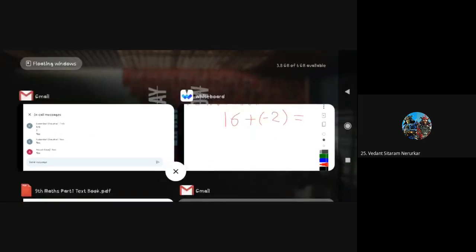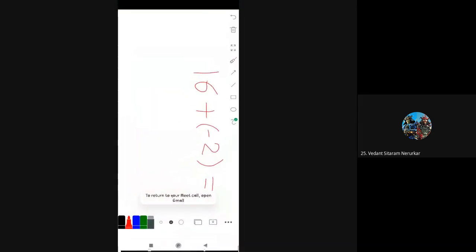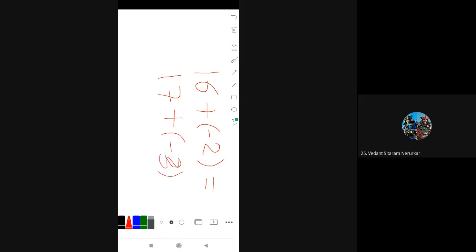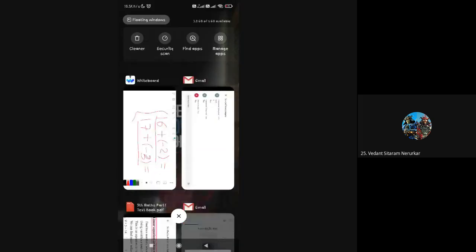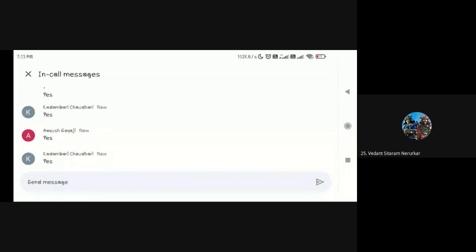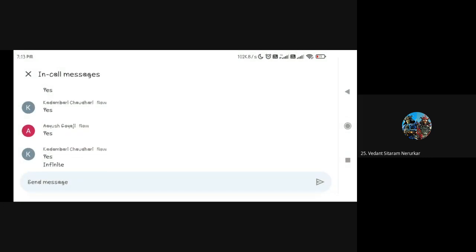मैं यहाँ पे 17 लिखता हूँ. Okay, so see, 17 plus -3. So it is again 14. This is also 14. So how many pairs can be there? So remember one thing. How many pairs will be there? There will be infinite pairs. Yeah, that is the correct answer, right?